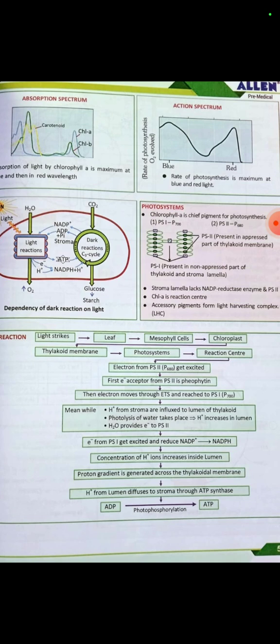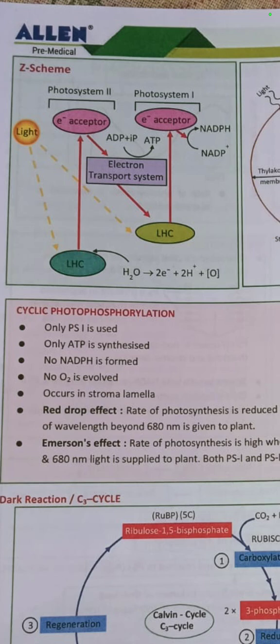Electron from PS1 gets excited and reduces NADP plus to NADPH. Concentration of H plus increases in the lumen. A proton gradient is generated across the thylakoid membrane, and H plus from the lumen diffuses to the stroma through ATP synthase. ADP to ATP is formed through photophosphorylation. Then here the Z scheme is given, PS2, PS1.